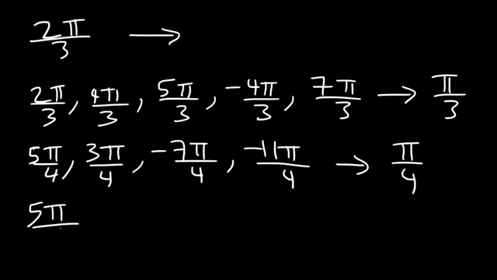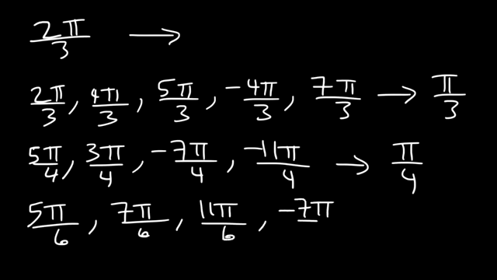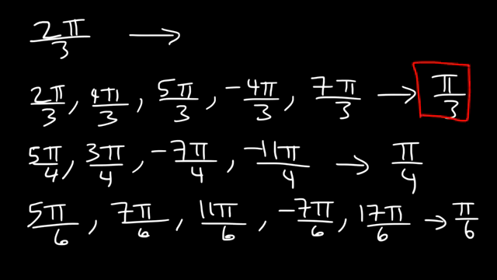5 pi over 6, 7 pi over 6, 11 pi over 6, or even negative 7 pi over 6, or something more than 11 pi over 6, let's say 17 pi over 6. All of these common angles, they share the same reference angle of pi over 6. So if you see a common angle, you can literally see what the reference angle is going to be.